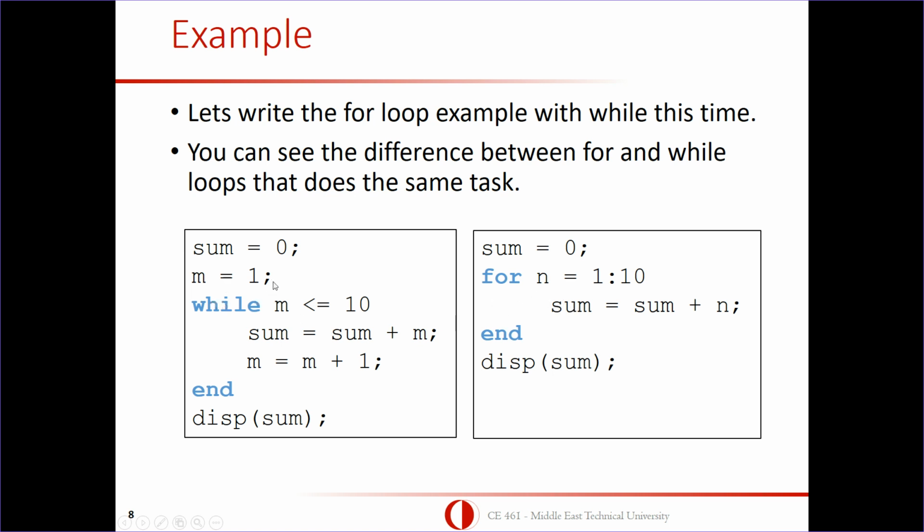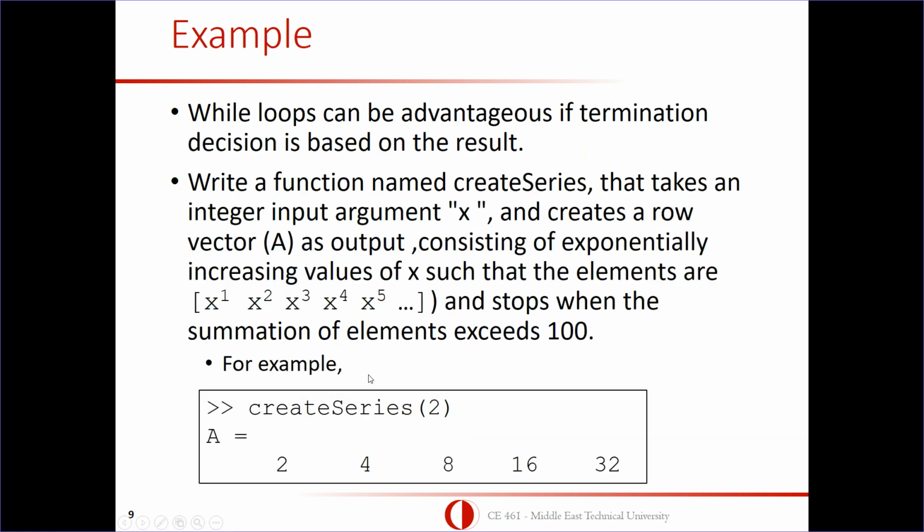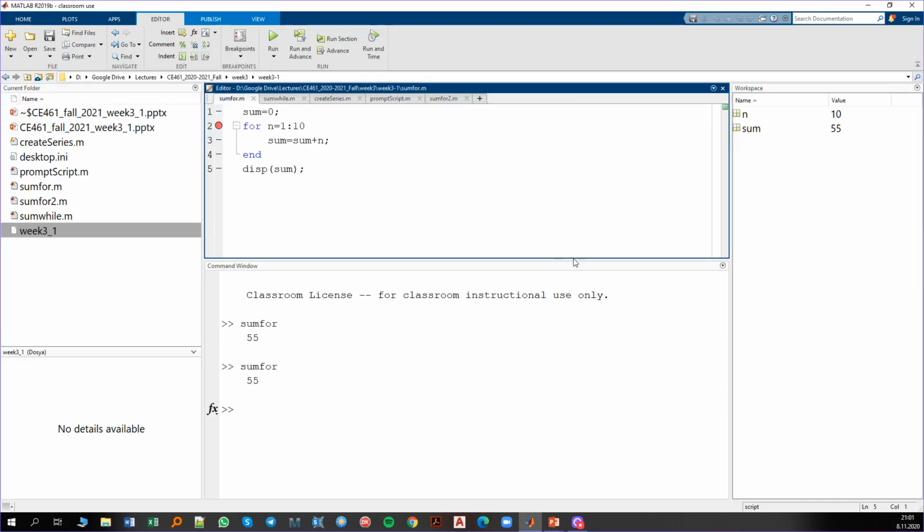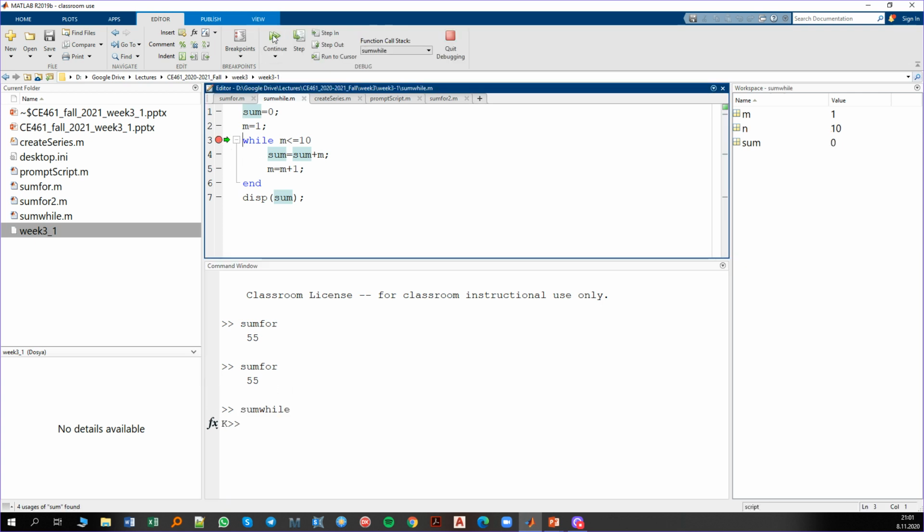Basically, it does the same action as the for loop. Here we have the loop variable, and I'm incrementing or decrementing or simply changing the value of the loop variable inside the statement. So this is the simple difference. Let's take a look at the sum while over here. So let me run this.